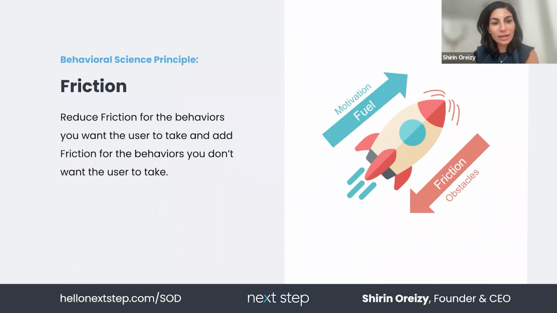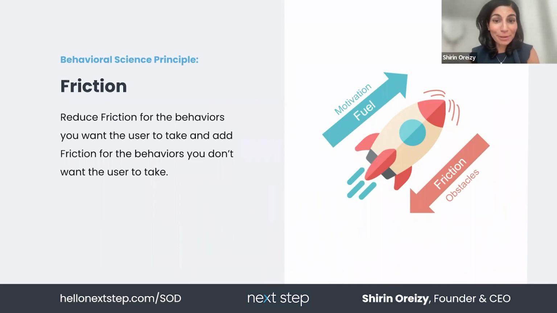to take. And in contrast, you want to add friction, make it more difficult for the behaviors that you don't want them to take. So think of it as one is like really greasing the way, making it easier for them to do the right thing, or adding obstacles and friction for the thing that you don't want them to do.